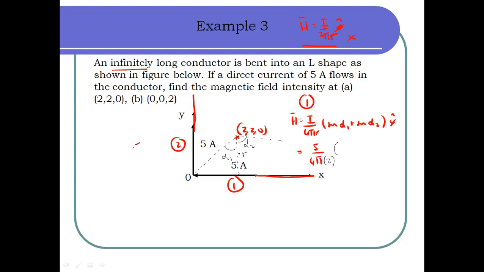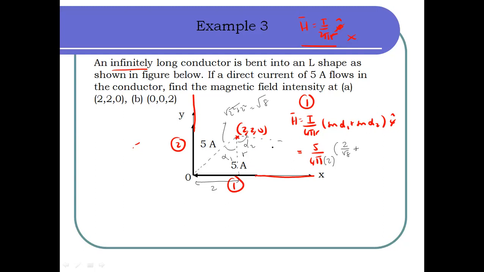From here we can say that the sine of alpha 1 will be this length, which is 2, divided by this hypotenuse. We know that this is 2 and this is 2, so the hypotenuse should be equal to the square root of 2 squared plus 2 squared, which gives us the square root of 8. So the sine of alpha 1 will be equal to 2 divided by the square root of 8.